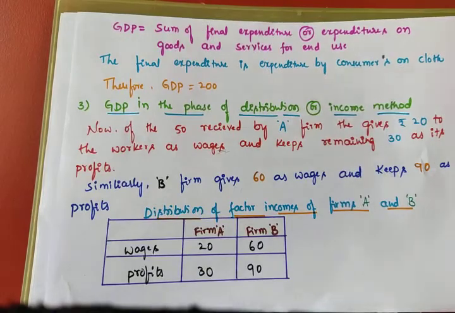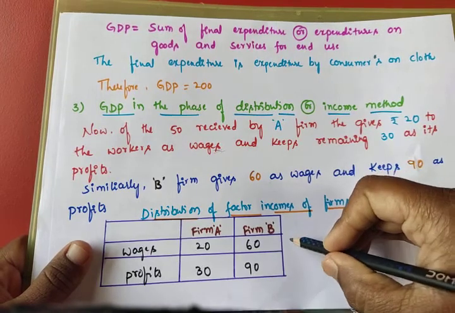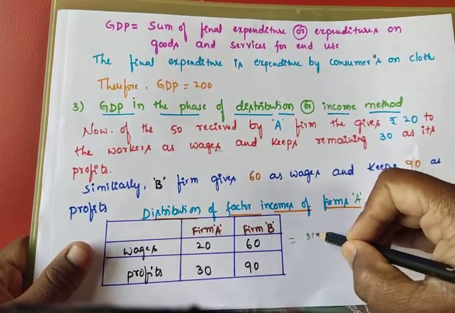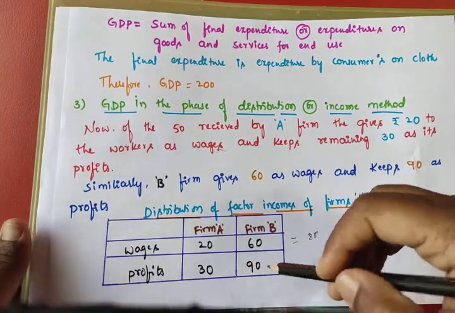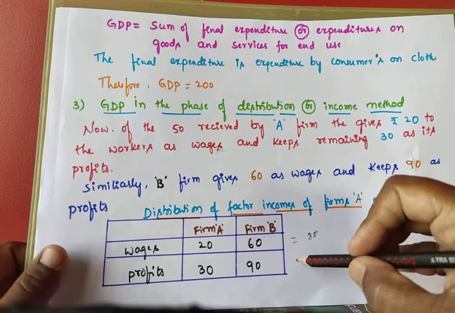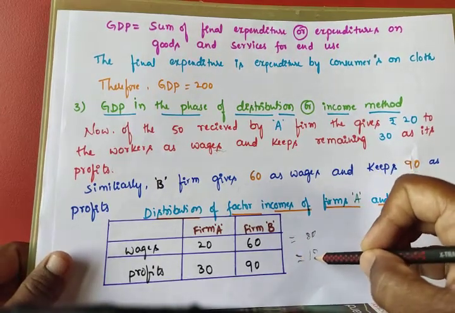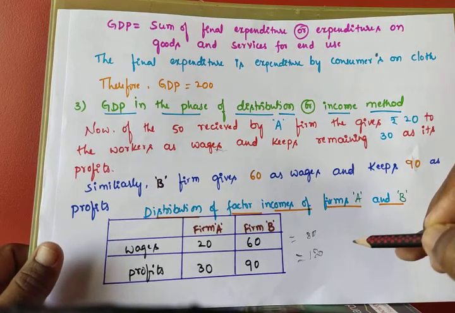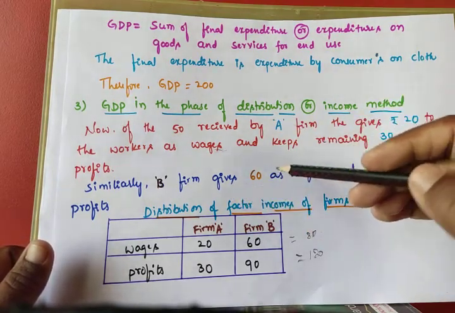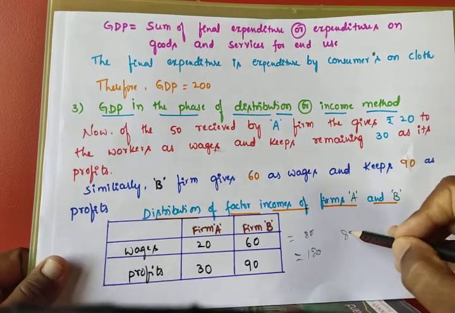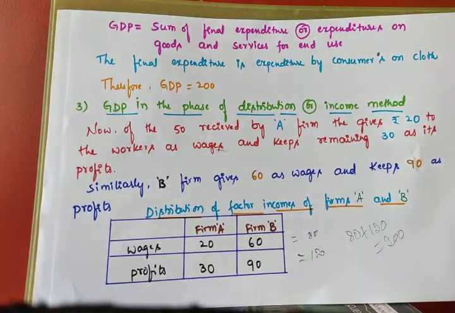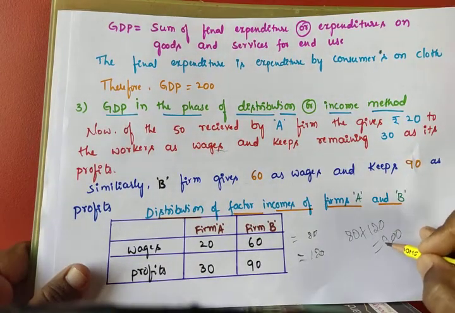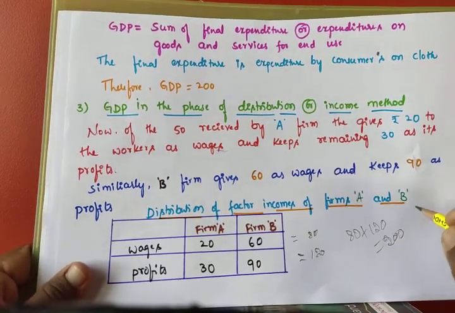See, 60 plus 20, how much? 80. Then 30 plus 90, that is 120. Okay. Are you understanding? So both we can calculate. 80 plus 120, how much? 200. 80 plus 120, that is 200. So 200 is the final answer.